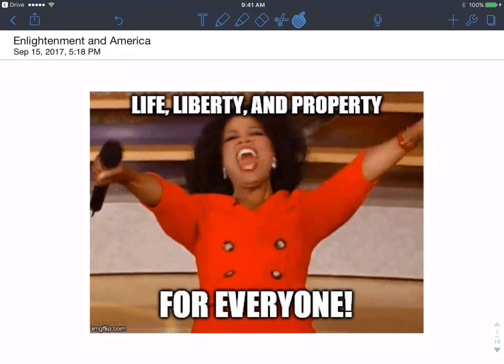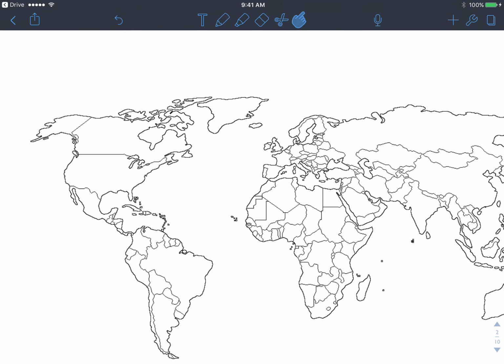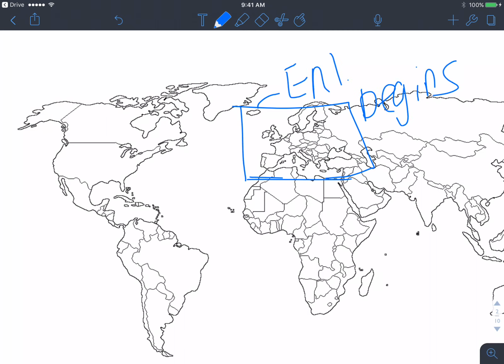So let's take a look at how the Enlightenment influenced the American Revolution on a very basic level. Let's start out with a little map, and we're going to zoom in so we have a nice view of the regions we're looking at. Over here, we're going to box out Europe, and this is where the Enlightenment begins. It's going to eventually make its way over to the 13 colonies and even through to the Caribbean and Central and South America. But we're going to focus on this for the U.S.